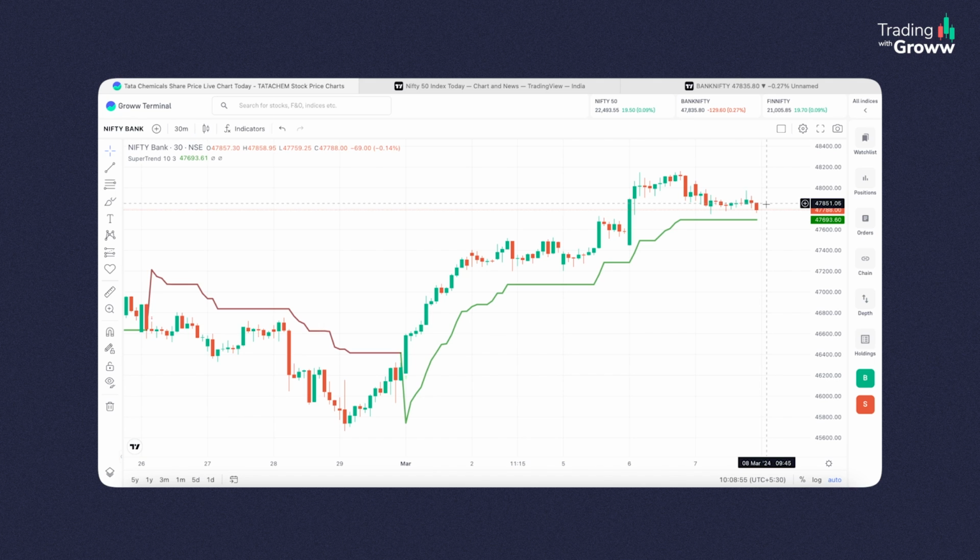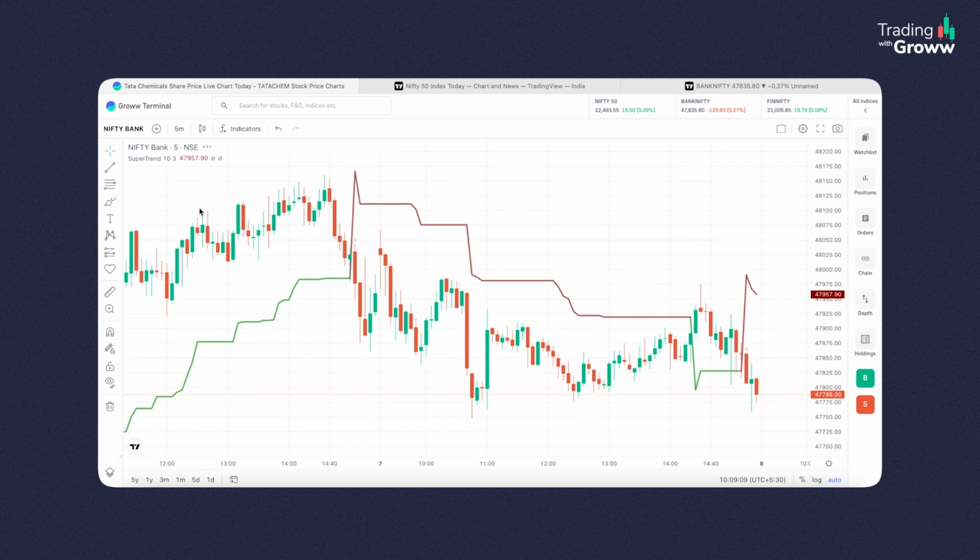So if you're planning to use the Supertrend indicator, you can use it on a daily time frame, 30 minutes time frame, or 5 minutes time frame. It is totally up to the kind of trades which you take. If you're a swing trader, then 30 minutes time frame is the recommended one. If you're an intraday trader, then 5 minutes is the recommended one.